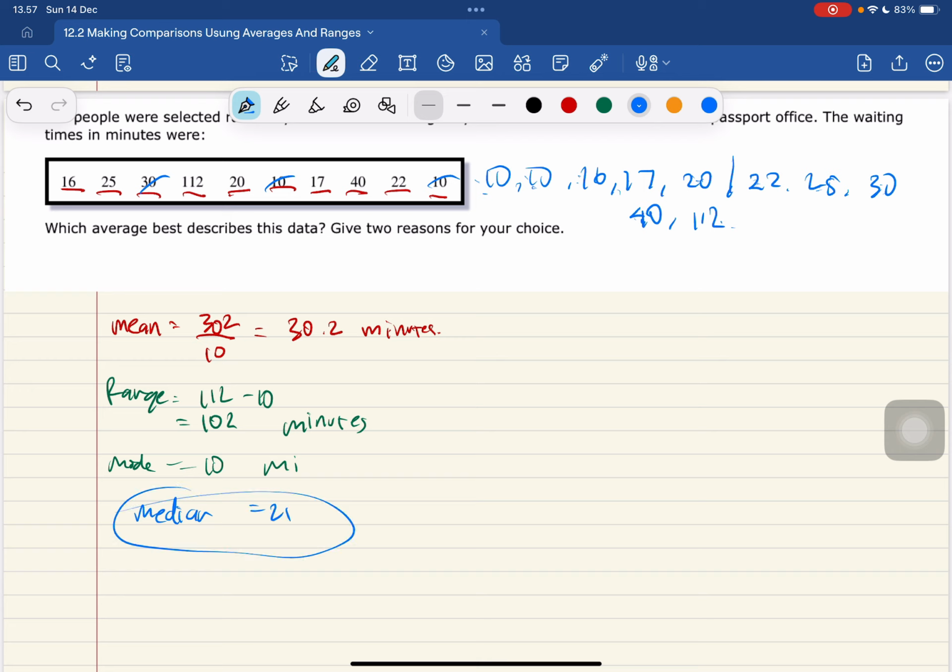The best is the median, because the mean will be affected by the very high value, which is 112, and the mode has only 2 values, so it is unlikely to be statistically useful. So the median is 20 minutes, which seems reasonable given the data. Okay, there it is. Thank you.